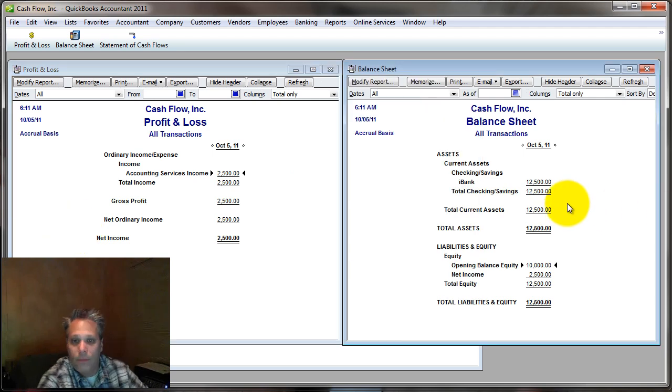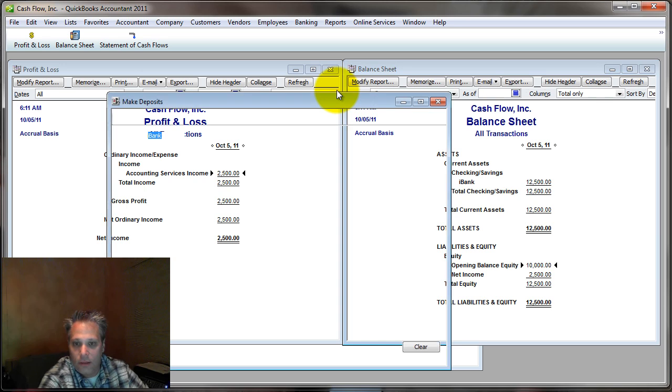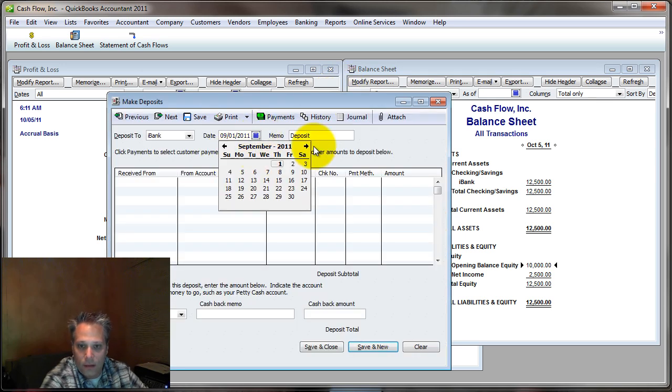Now let's get a loan from the bank. So let's just say the bank just loaned us $15,000 on October 1st.